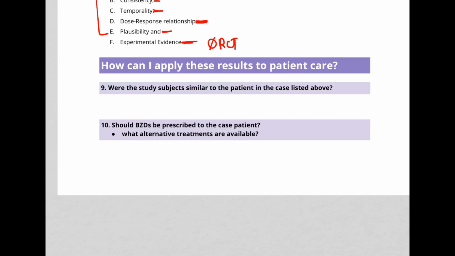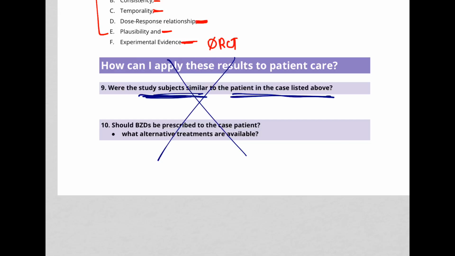Now, the rest of these questions I'm not going to do today. This is if you are applying this to actual patient care, like you have an actual patient in whom you are thinking of giving benzodiazepines and you're worried about Alzheimer's dementia. Would this study help you with that? You could ask, were the study subjects similar to the patient in the case listed above? So let's say we had a 16-year-old we wanted to give benzos to. We were looking at, I think, over 66-year-olds or something like that. So we would say no. But if it was an 82-year-old, then yes, certainly.